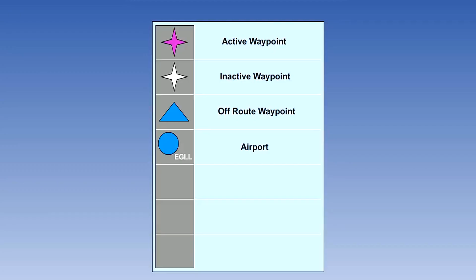A blue circle is an airport. Next to it is the 4-letter ICAO identifier. For instance, Echo Golf Lima Lima is Heathrow. This 3-legged symbol is a navigation aid, usually a VOR. This one is colored green because we have tuned it on one of the aircraft VOR receivers. If it is colored blue, it means that it is in the vicinity and it therefore appears on the map display to show that it is available for use, but the VOR is not presently tuned to it.